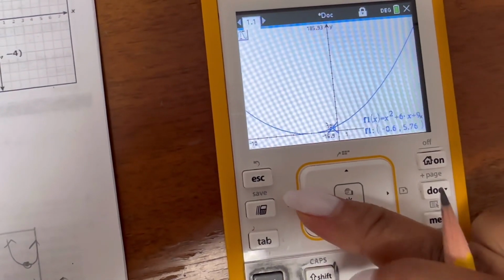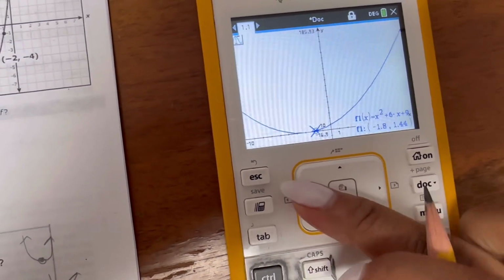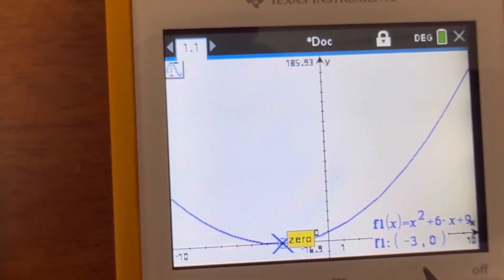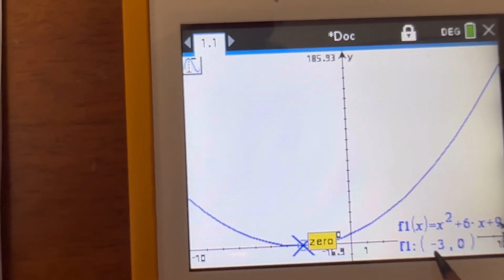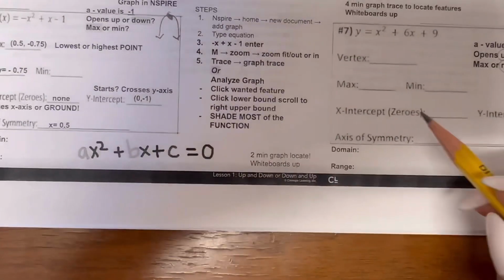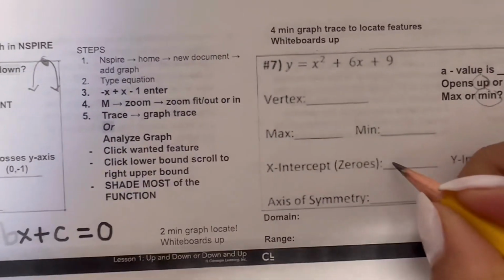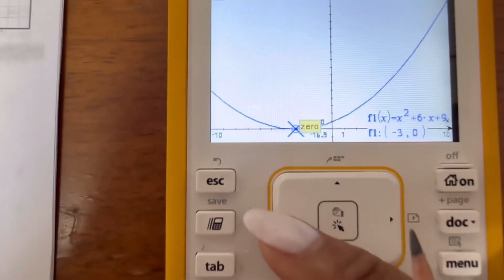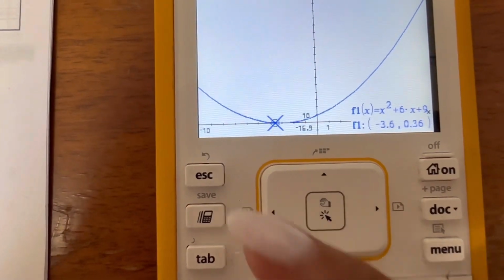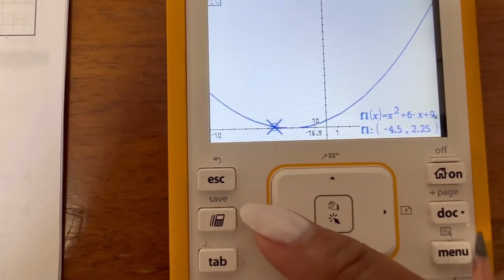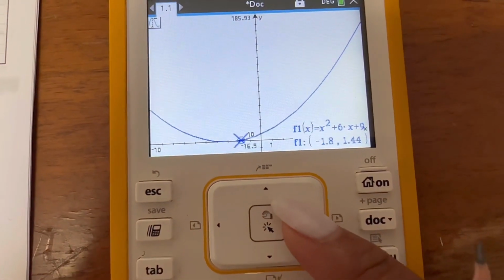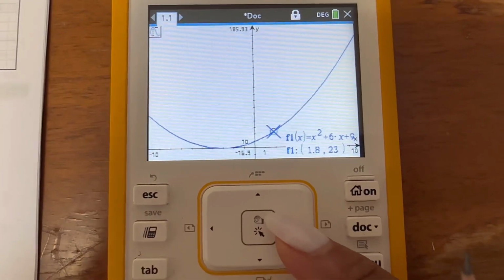Go to the left, keep going. It will tell you our next feature. We've got a 0. Our 0 is negative 3, 0. Our x-intercept, negative 3, 0. I think this only has 1 zero possibly. Let's keep going to the left and see if there's another 0. I think there's not. So we found a couple of our key features. This one's not giving us all of our key features, so we can analyze the graph and find some more.